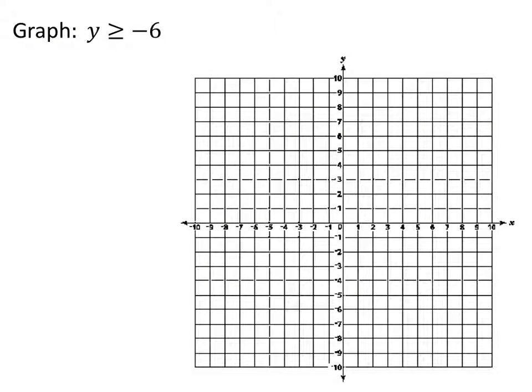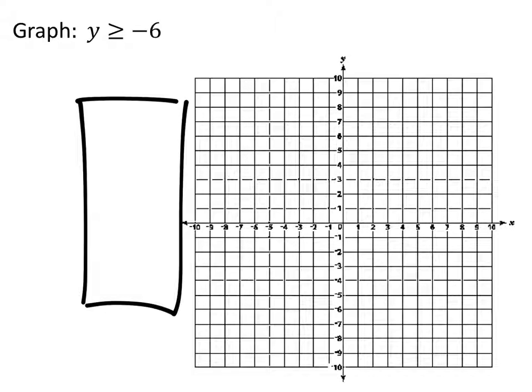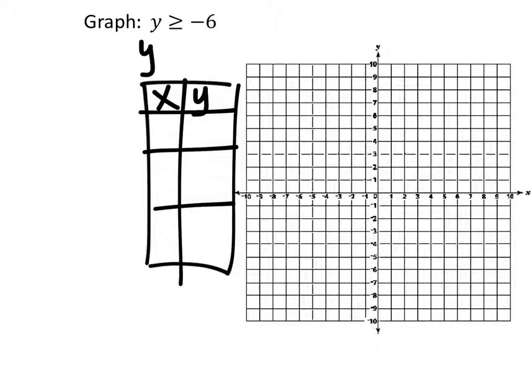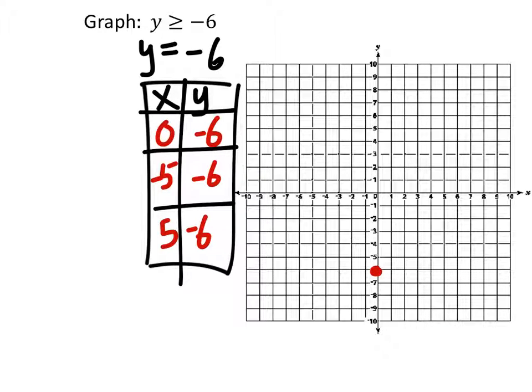Alright, what about y is greater than or equal to negative 6? Once again, we'll make a table for this thing. Once again, we could look at this as the equation, y equals negative 6, which means we don't really have an x value to replace. So if I said x was 0, then you'd get a y value that's negative 6. If x were negative 5, y is negative 6. But if x were positive 5, y is negative 6. So we can put these points in. 0, negative 6. Oh, whoops, that's the wrong direction. There we go. And negative 5, negative 6. 5, negative 6. And we get this line going straight across.